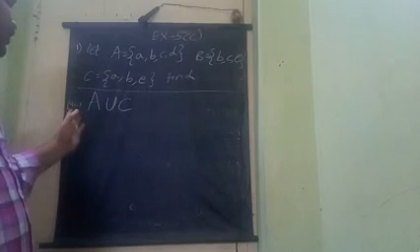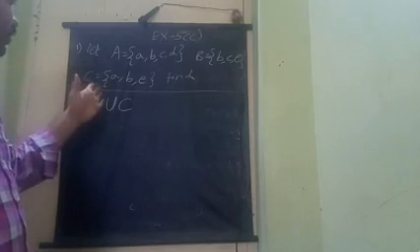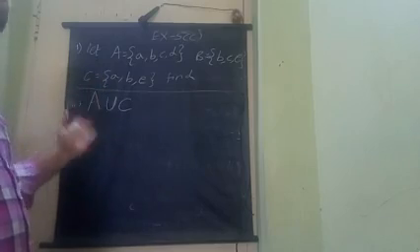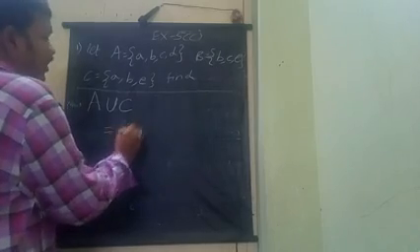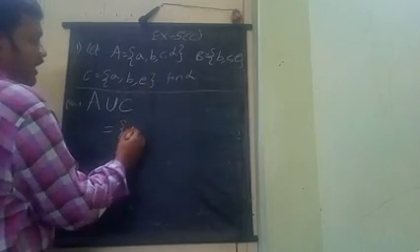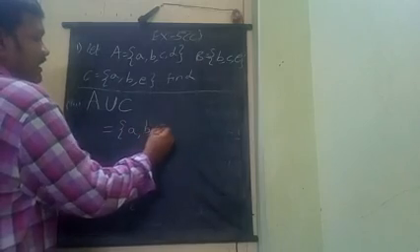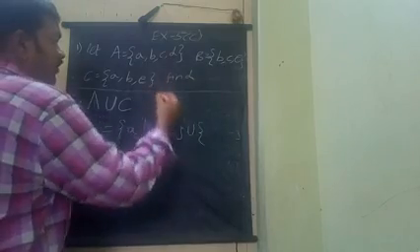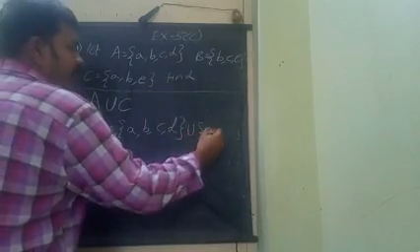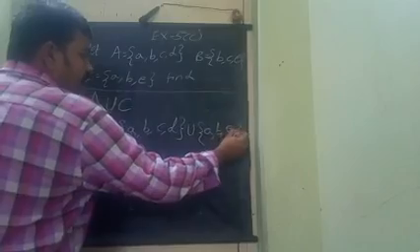Here is the third sum in this Roman. In the first Roman, third one: A union C. That means we have to write the elements of A. What are the elements of A? A, B, C, D. Union. The elements of C: A comma B comma E.